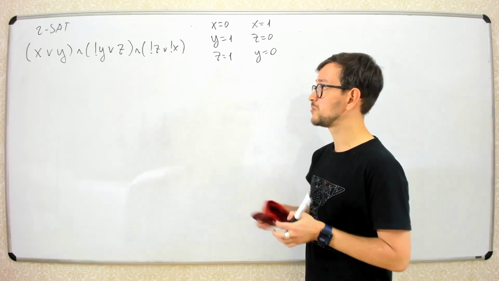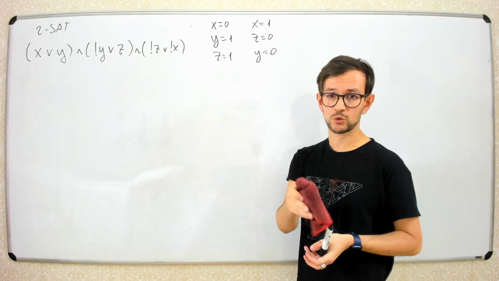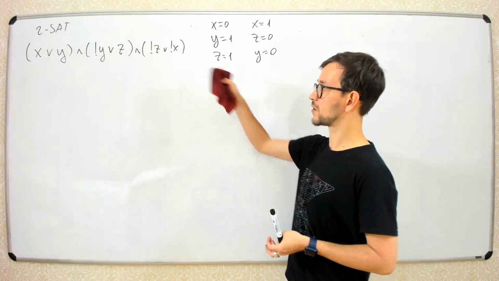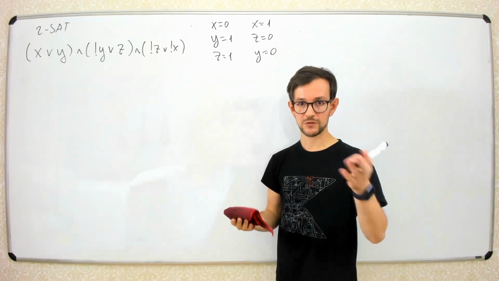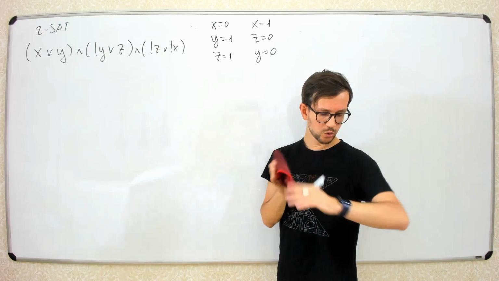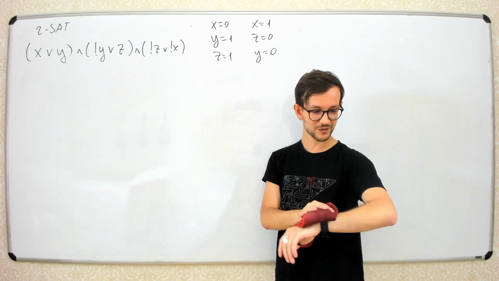Actually, the classical problem is to check if this formula is satisfiable or not, but we will actually find the solution. So our algorithm will find the correct values for all variables which make the formula true.